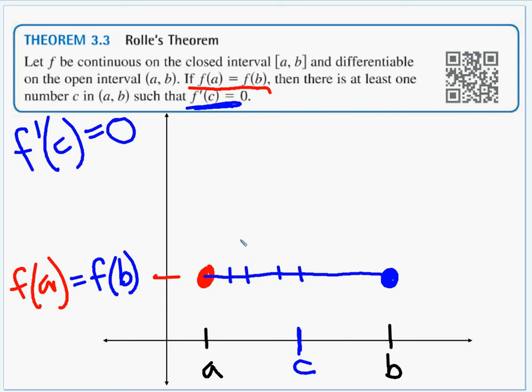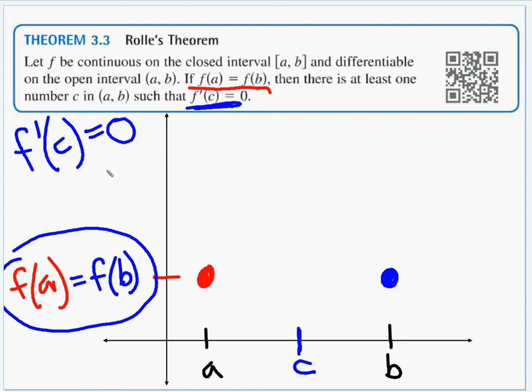So we're guaranteed if our endpoints are at the same height, f of a and f of b are the same, we're guaranteed some number in there is going to have a derivative equal to 0. Again, the interior is going to have a min or a max. We know it's not going to be at one of the endpoints. And this is Rolle's theorem.